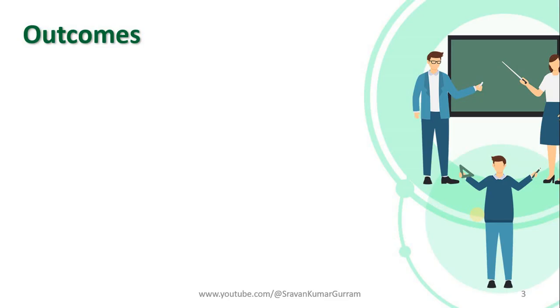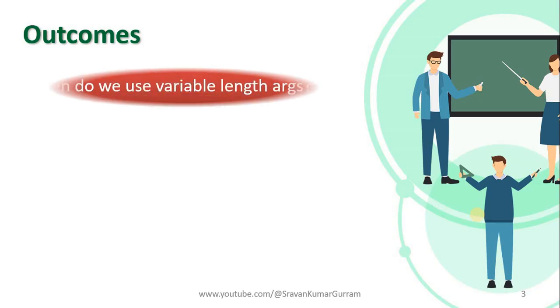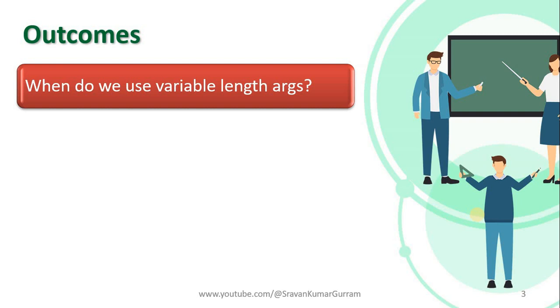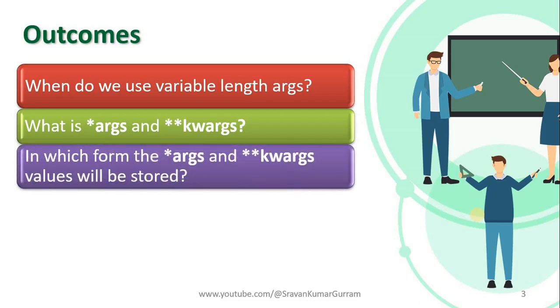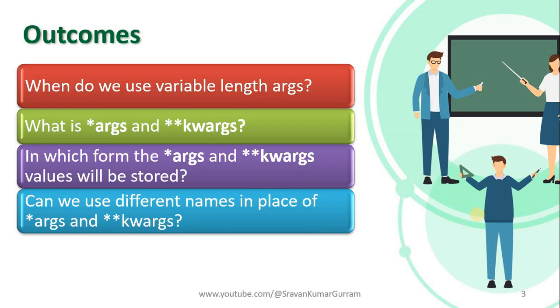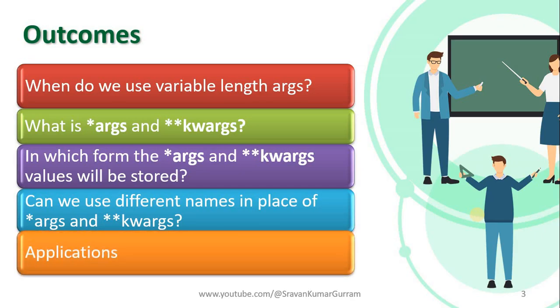After watching this video, you will be able to know when we use variable length arguments, what are star args and double star kwargs, in which form the args and kwargs values will be stored, whether we can use different names in place of args and kwargs, and we will see the applications where we use args and kwargs in real life.